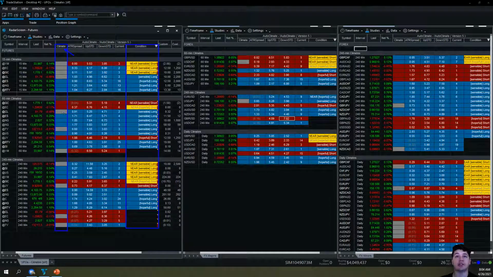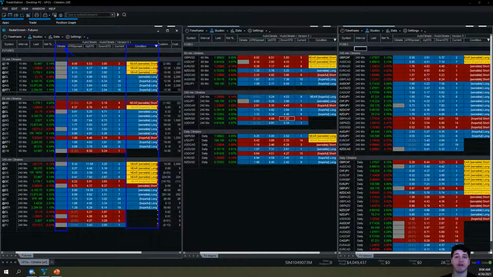As we see right now, we have a few of them that are near sensible, long and short. However, they're not a confirmed climate, so we don't have a direction yet. Even though it's nearby, probably the moving average and the ATR is rather low or insignificant or even negative, meaning it's time for a climate to change. We don't have a confirmed climate, therefore we're going to skip on these for now.